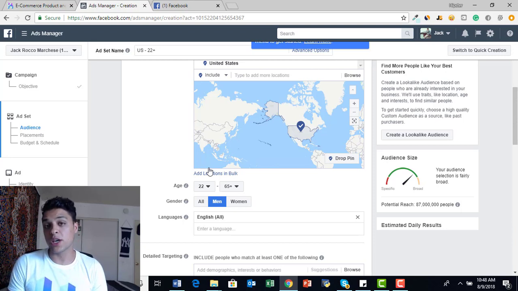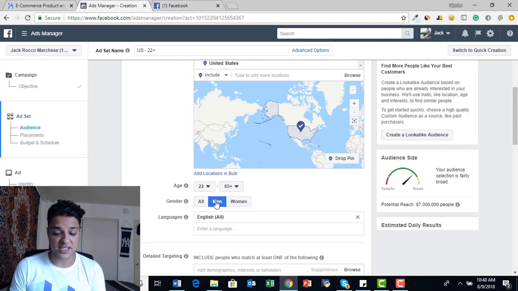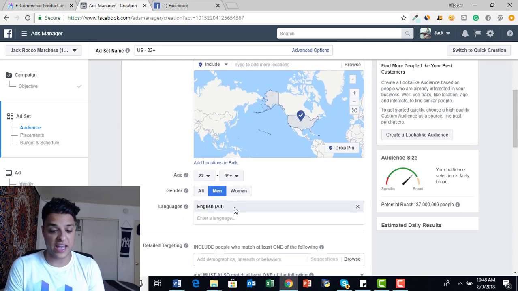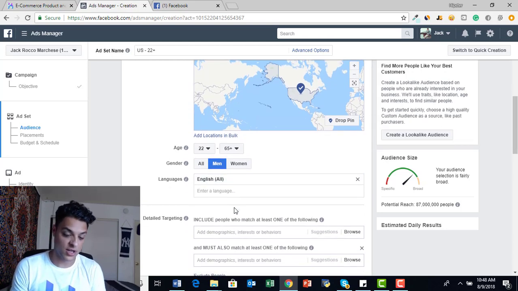If you have a product you think would do really well in the college market, then absolutely go with a younger age. And then you can just keep 65 plus. Again, unless you're really hyper-focused and you know the perfect market, but we're just going to do more of a general audience here. So men is already selected. We want to target men with this product. Perfect. So English, all. So that's both the UK and the US. Doesn't matter too much. They know English.